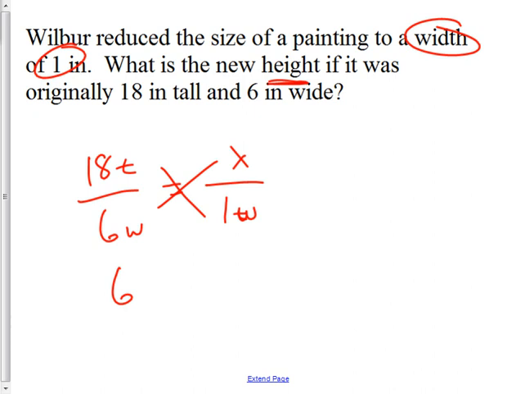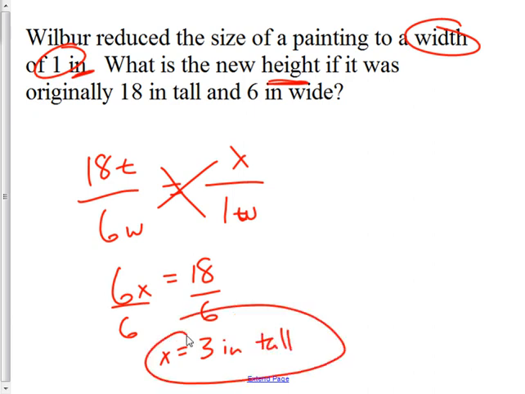So I go 6x is equal to 18. Divide both sides by the coefficient. X is equal to 3. Now we want to check our units. Okay, we have inches. 3 inches tall. All right. So that way we're letting you know that I do know that this is height. Okay, so 3 inches tall would be a good answer here.